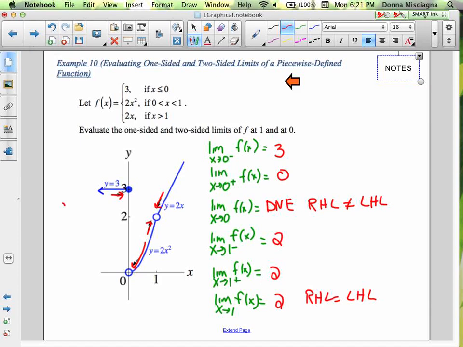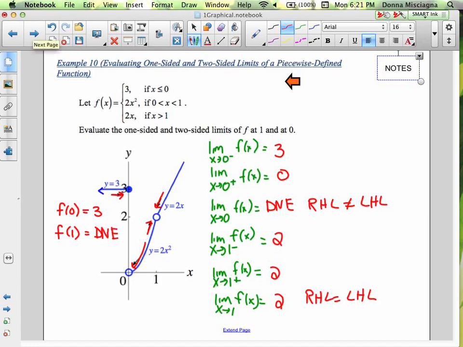Notice that our function is defined at f of 0. So even though the limit doesn't exist at 0, the function's defined at 0, right? F of 0 would be 3. And in the second case, we do have a limit as x approaches 1, but the function is not defined at 1 because we have a hole in the graph there.